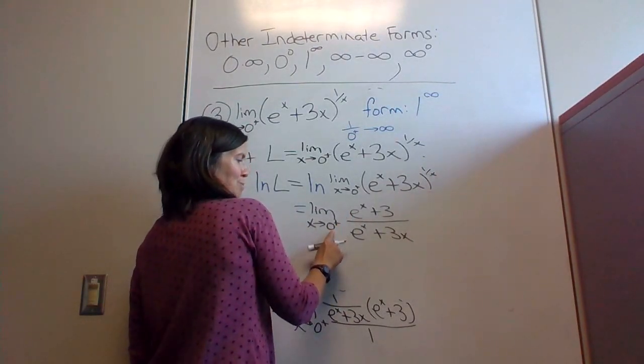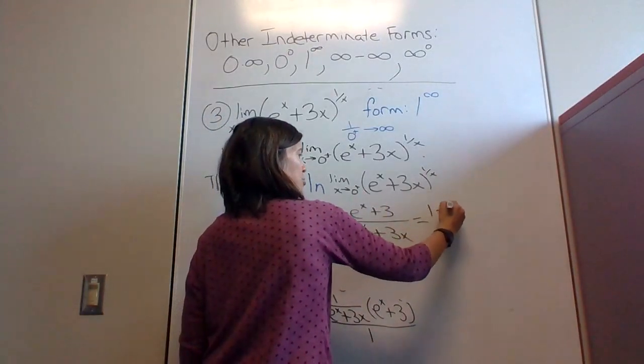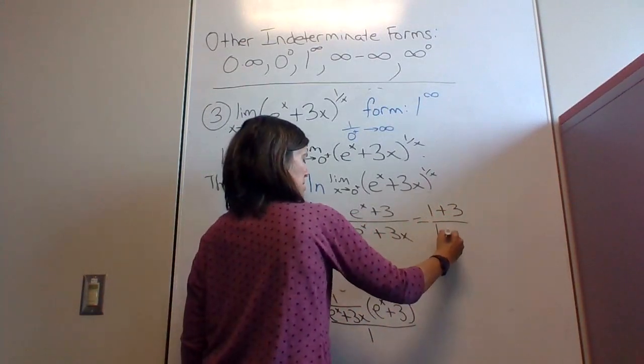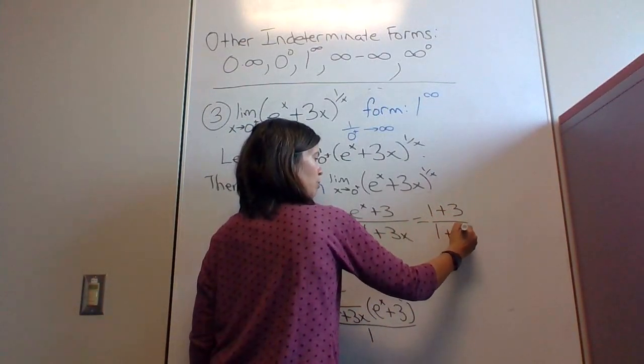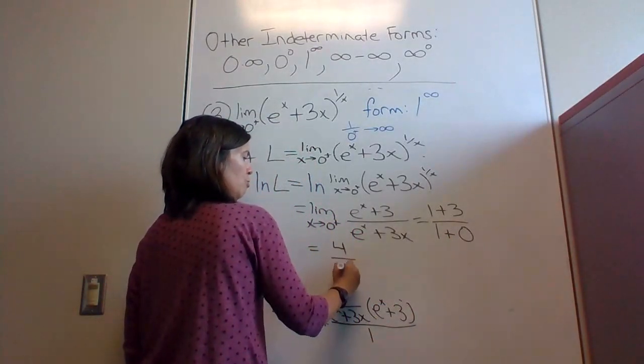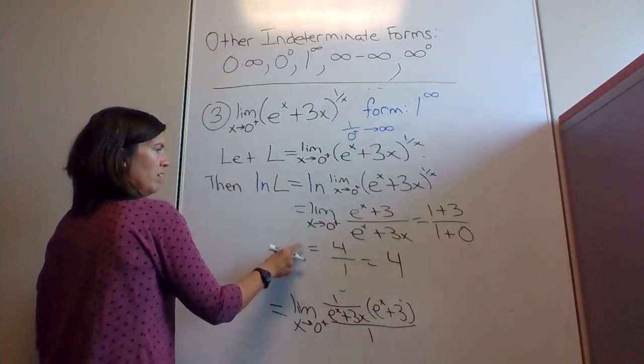So now if we substitute 0, we have e to the 0, which is 1, plus 3, over e to the 0, which is 1, plus 3 times 0, which is 0. So we have 4 over 1. So 4. So this limit is equal to 4.